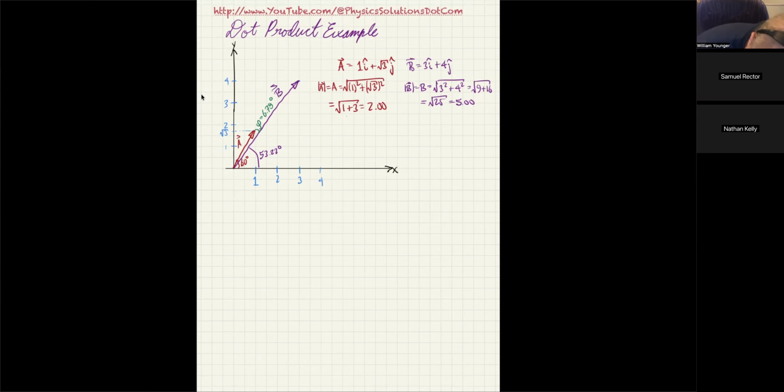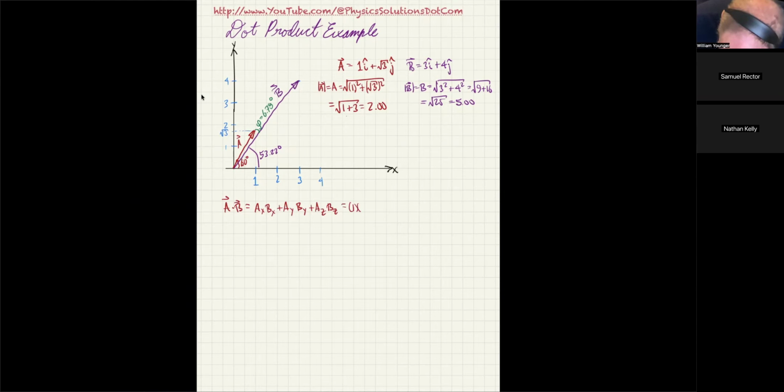Now let's calculate A dot B. It is equal to, now we also know A dot B is AX BX plus AY BY plus AZ BZ. Of course, these two vectors have no Z components, so this is how that's going to work out. The X component of A is 1.